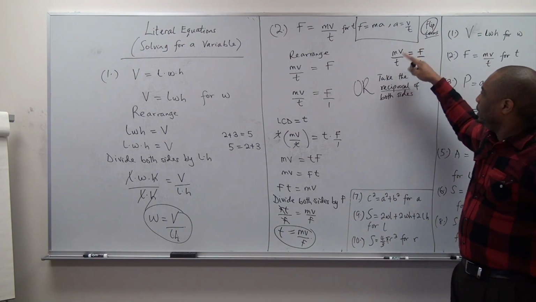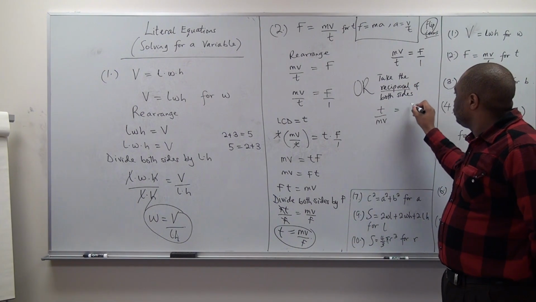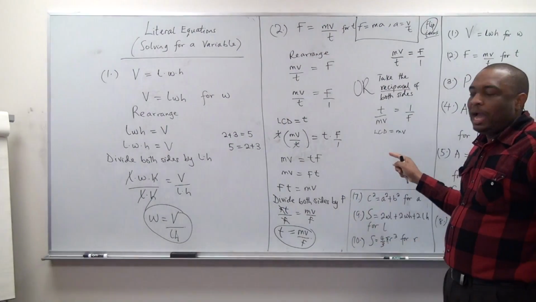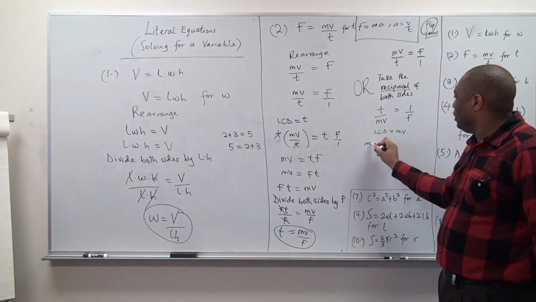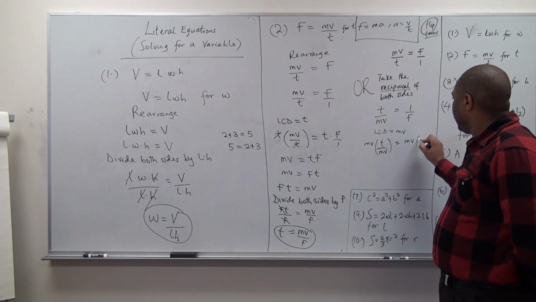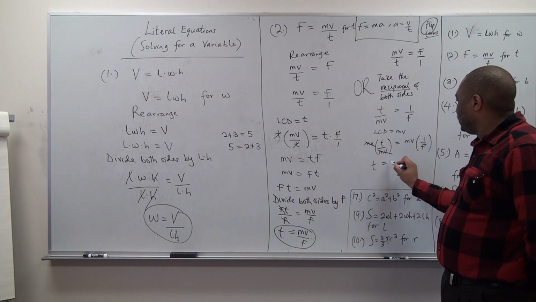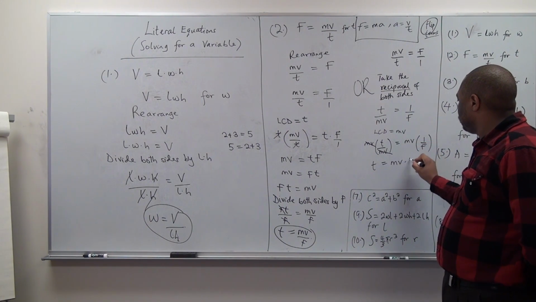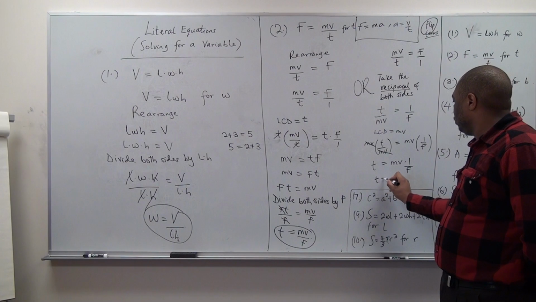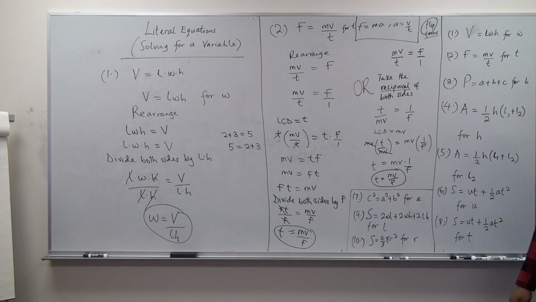So when we take the reciprocal of both sides, this will give us t over mv equal to 1 over f. And then when we multiply both sides by mv, mv will cross out mv, and our t will be mv times 1 over f. So our t will be mv over f. So whichever way you want to do it, that's fine.